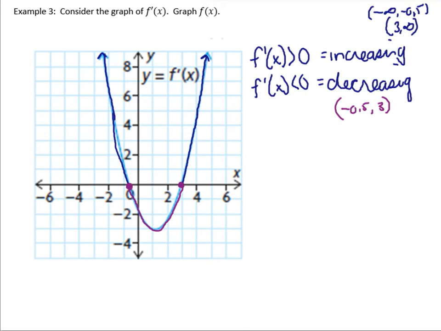So we know that there's going to be a turnaround point at negative 0.5, so let's make that turnaround point. And there's going to be a turnaround point at 3, so let's make that turnaround point. We know that it's going to be increasing until then, decreasing, and then increasing again at that number. And we can line these up. So this is one possible graph of f at x, just using the information about increasing and decreasing.